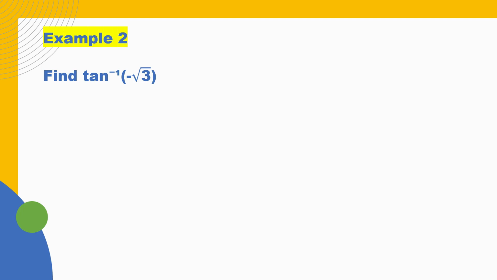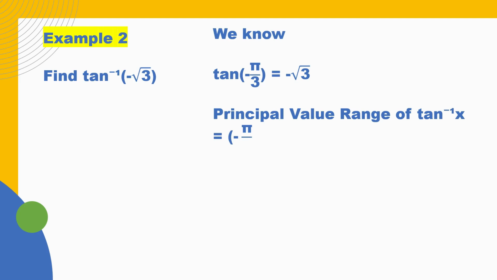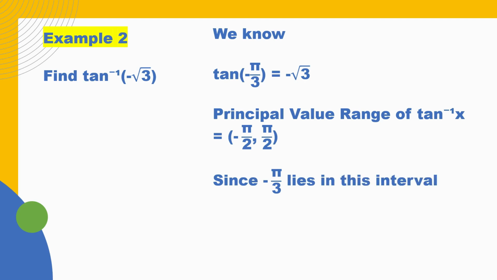But remember, we only care about the angle lying inside the principal value range of inverse tangent. That's the key idea. We know that tangent of -π/3 equals -√3. Now check the principal value interval. -π/3 lies comfortably between -π/2 and π/2. Therefore, it is accepted, and our principal value becomes -π/3.